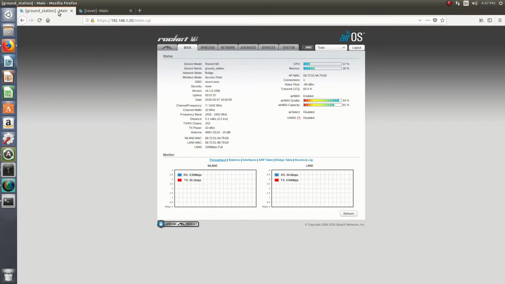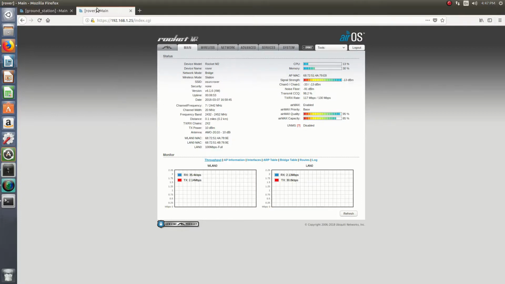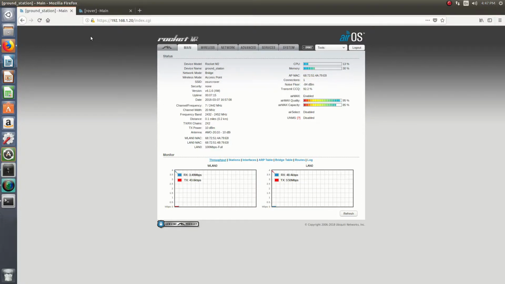Once logged in, you'll get the main interfaces for both. As you can see, 1.20 is the ground station and 1.25 is the Rover. These are not fixed per se, they are just matched to which one they are plugged into at the moment.